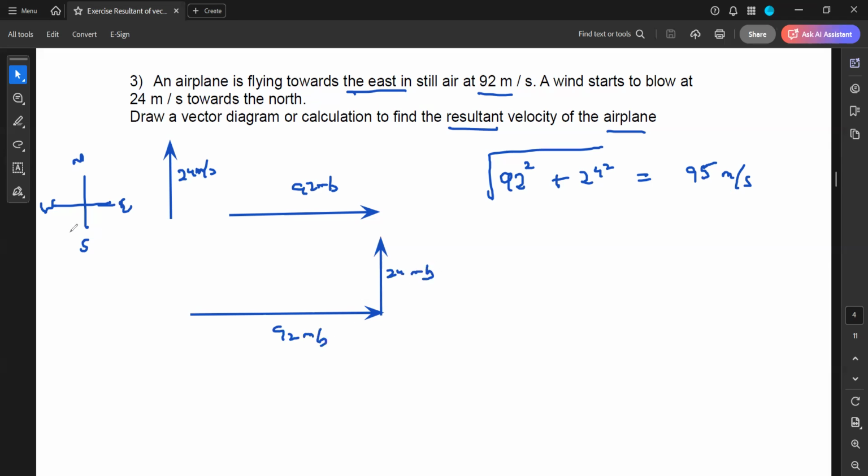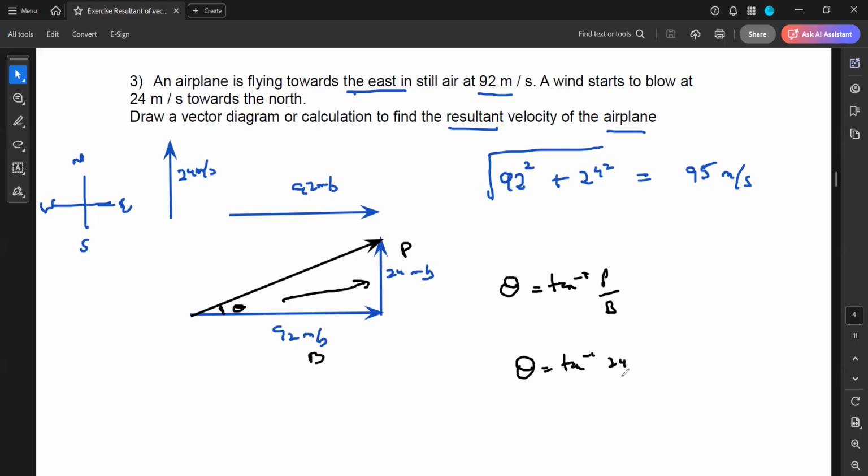So 92 and 24. How to get the resultant? From the tail of the first to the head of the last, when I join, I will get the resultant. And I need this angle. Which one is perpendicular, opposite to the angle? 24 is the perpendicular. This will be the base. So how to get the angle? Theta equals tan inverse of perpendicular divided by base. So tan inverse of perpendicular 24 over base 92. What's the answer? 14.6, or I can say 15 degrees.